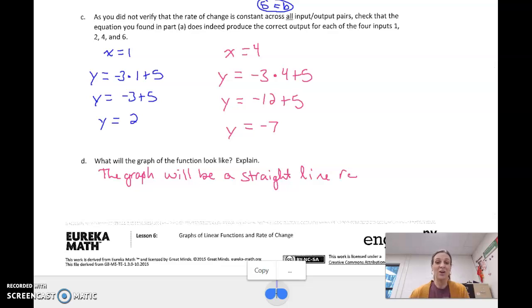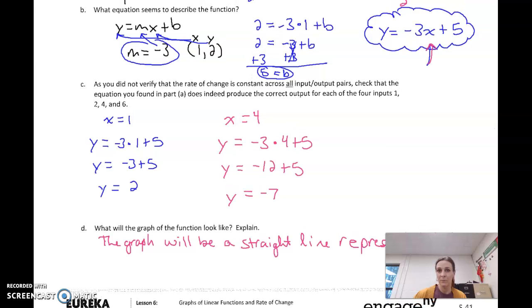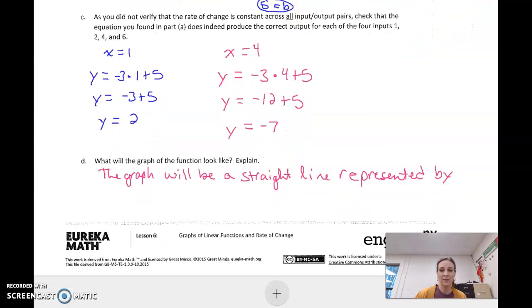Represented. So now we're going to up our understanding here. We're going to take it a little farther. What is it represented by? Well, it's represented by the equation we wrote. y equals -3x plus 5.